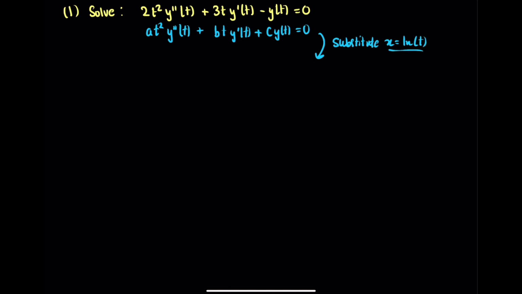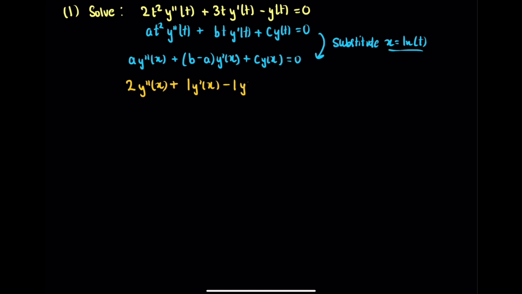Once we plug that in, we end up with a y double prime x plus b minus a y prime x plus c y x equals 0. And now we just have to solve this as a homogeneous equation. If we plug in the values, we end up with 2 y double prime x, and 3 minus 2, which is 1, y prime x, plus c y x, where c is negative 1, equals 0.